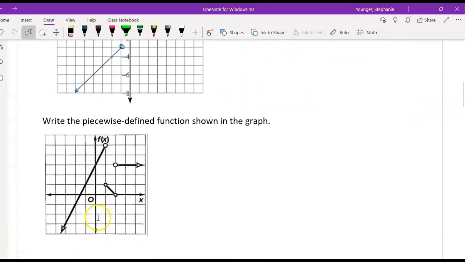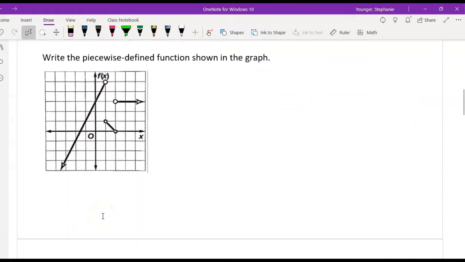All right, let's go ahead and work backwards. This time the graph is given to us and we have to write the function. And so we need to look at the 3 separate pieces. So let's take a look at piece 1, which I just highlighted in green.